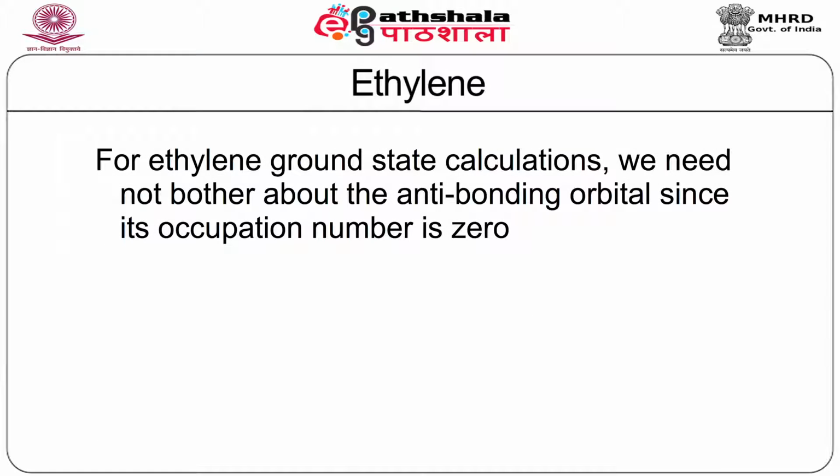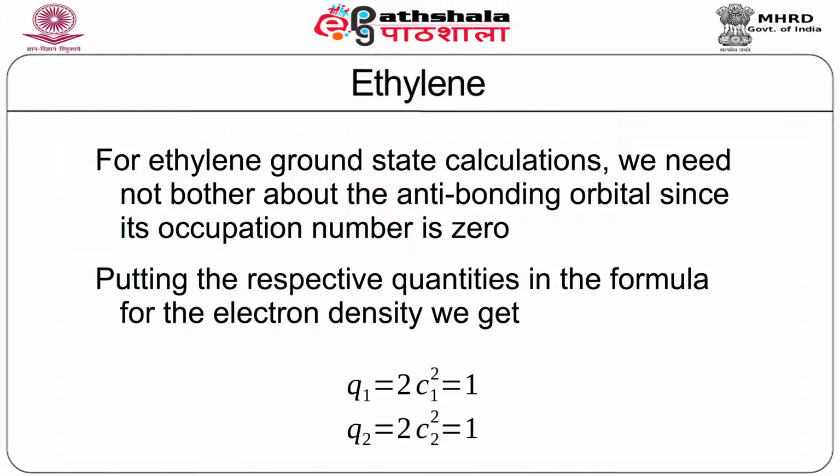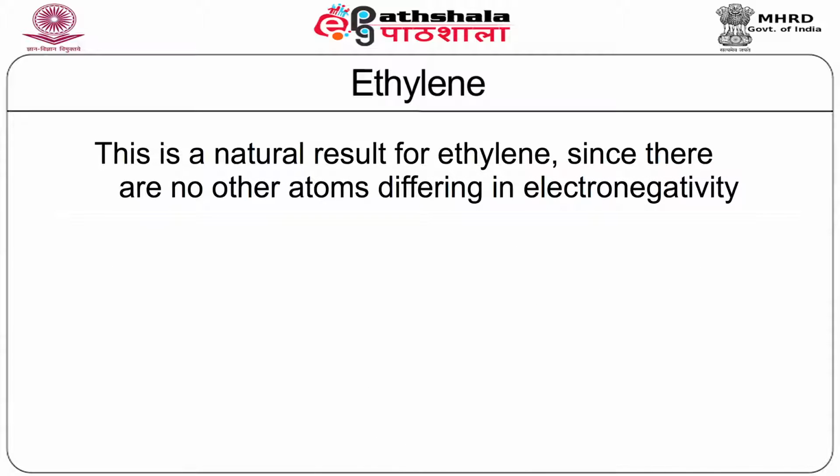So for ethylene ground state calculations, we need not bother about the antibonding orbital at all, since its occupation number is 0. So putting the respective quantities in the formula for the electron density, we get Q1 equals twice C1 square, and that is equal to 1, and Q2 also equals 1 because it is equal to 2 C2 square. This is a natural result for ethylene since there are no other atoms differing in electronegativity.